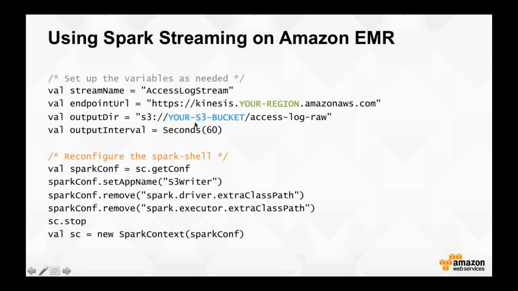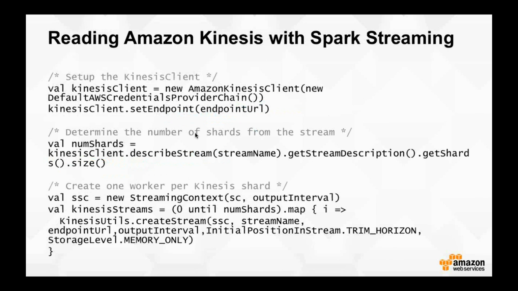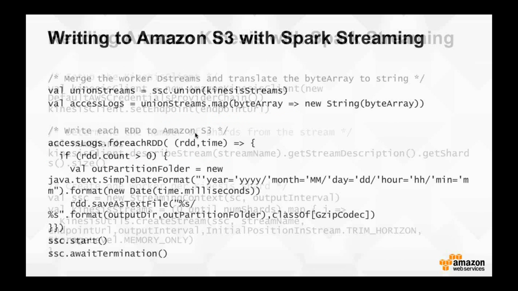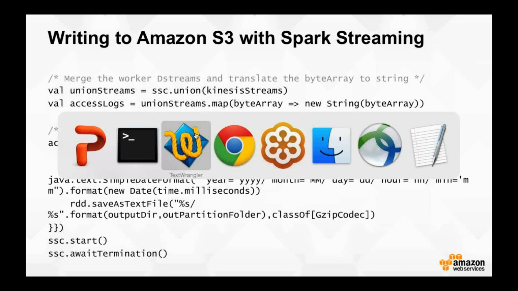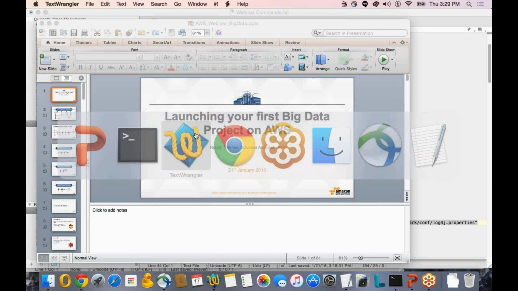So what we're going to do in the next few steps is use Spark Streaming to query data from the Kinesis stream and dump it into the S3 bucket. That's what we're going to do with this code that you see on screen. Okay, so let's go back and get that going.